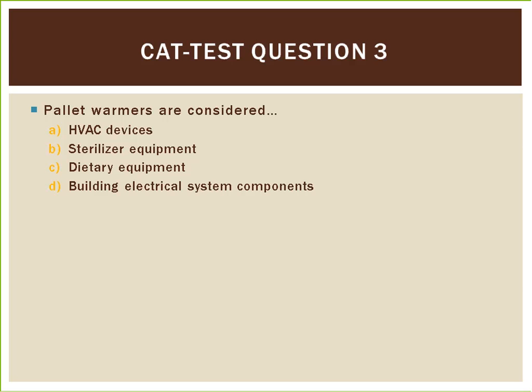C is the best answer here because pallet warmers are also known as plate warmers that are used to keep food warm while in transit or until used for patient consumption. A is incorrect because HVAC is for building, heating, ventilation, and air conditioning. B is incorrect because sterilizer equipment has to do with sterilizing medical equipment. D is incorrect because building electrical system components have to do with the building itself and the electrical system.